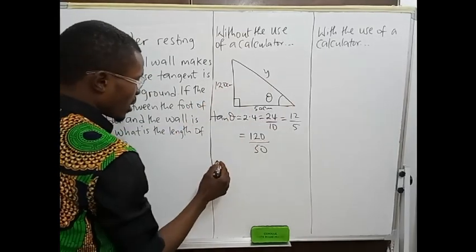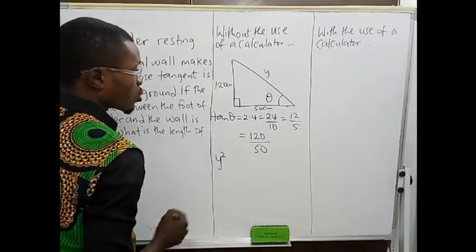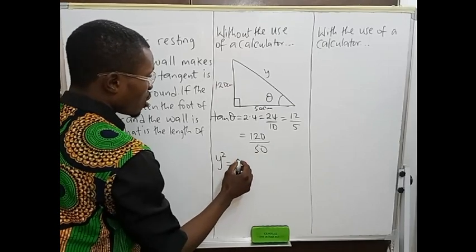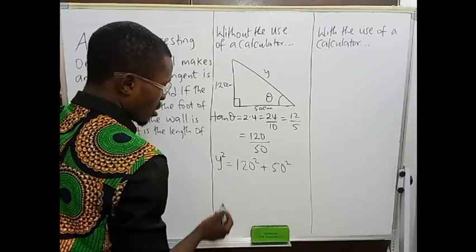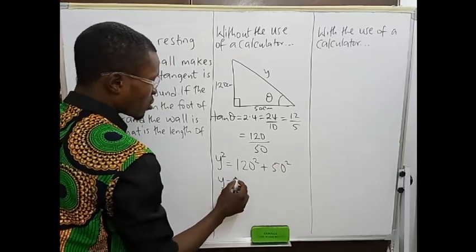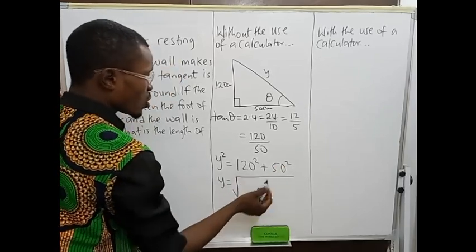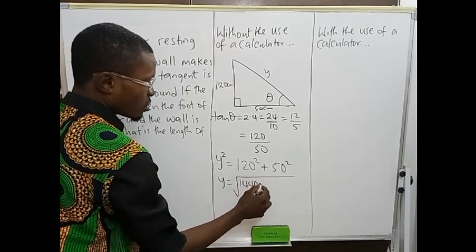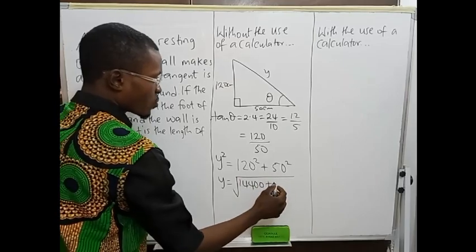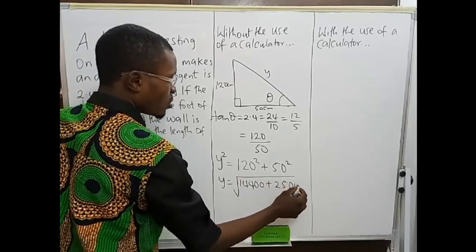Next we apply the Pythagoras rule, which states that the length of the longest side, y, its square must be equal to 120 square plus 50 square. Our y can be given as the square root of 120 square. 12 square is 144, then you have 0, 0. Plus 50 square. 5 square is 25, then you have 0, 0.